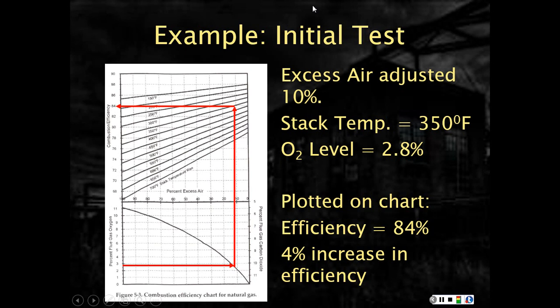On the initial test, excess air was adjusted to 10%. The stack temperature went to 350. My O2 level went to 2.8%. So 2.8%, come across. I'm now very close to that 10% excess air. I go up to my new stack temp and across. I'm now at 84% efficient. That's a 4% increase in efficiency, which can be significant in a large boiler.